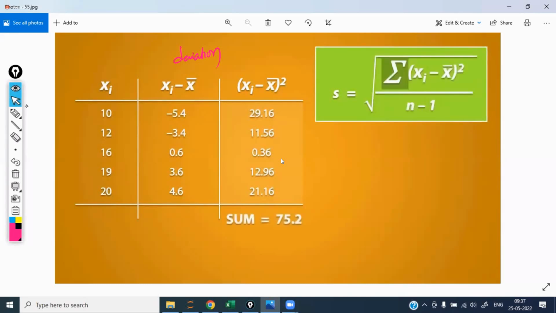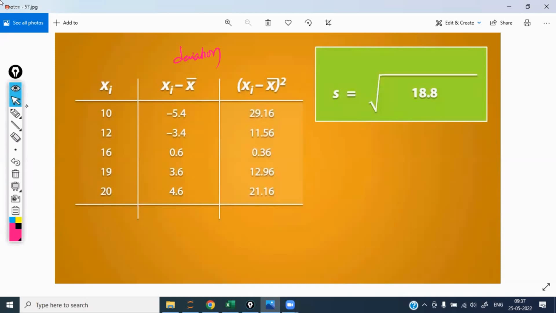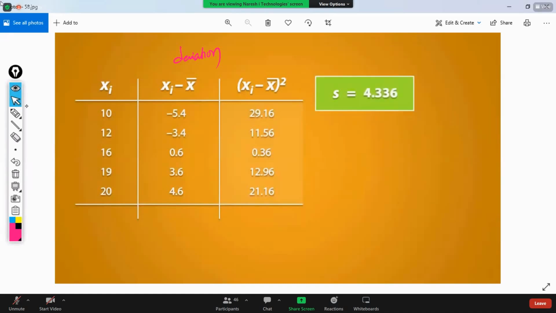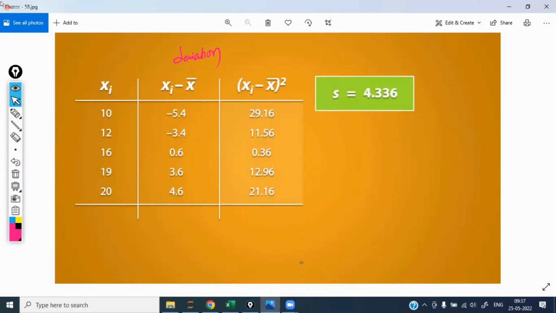First, you calculate the deviations and after that the squaring. Once the squaring is done, you have to calculate the sum of the squared deviations. You have to do the total. That is 29.16 plus 11.56 plus 0.36 plus 12.96 plus 21.16. Total is 75.2. That is the numerator. Denominator is n-1. Total 5 data points are there, 5 minus 1, 4. 75.2 divided by 4 is 18.8. Square root of 18.8 is 4.366. Clear?